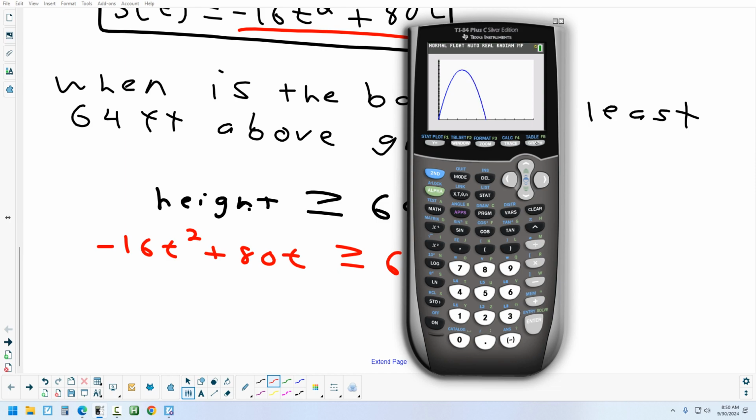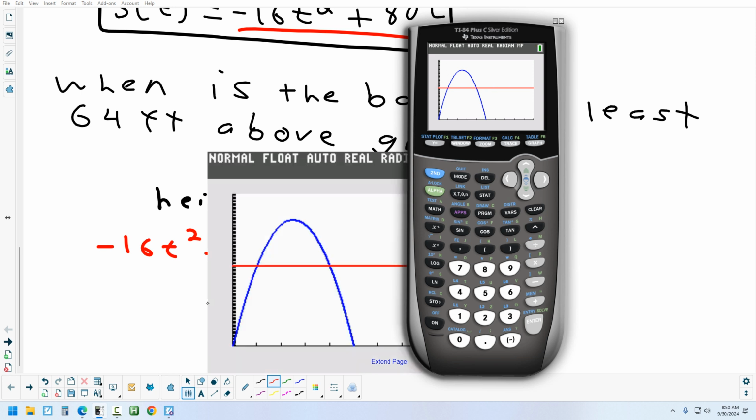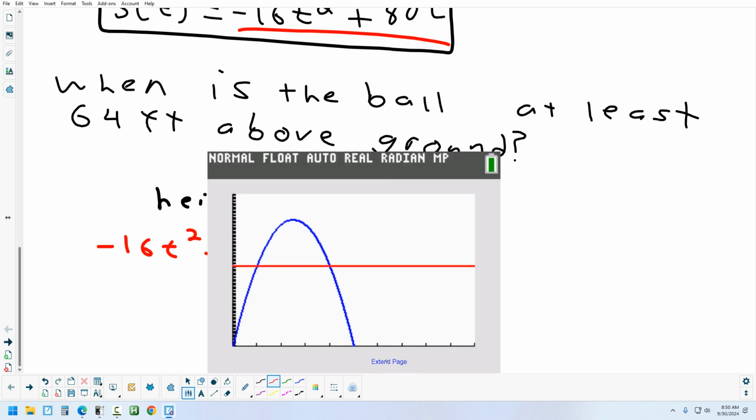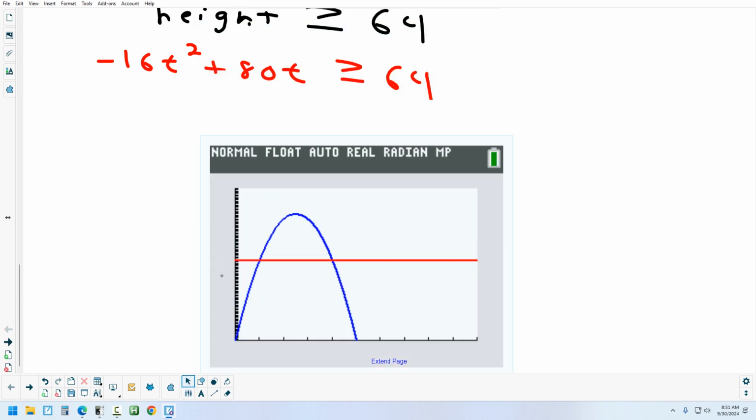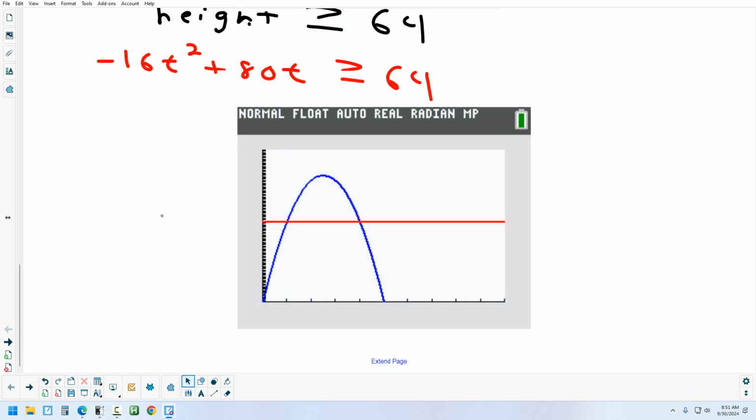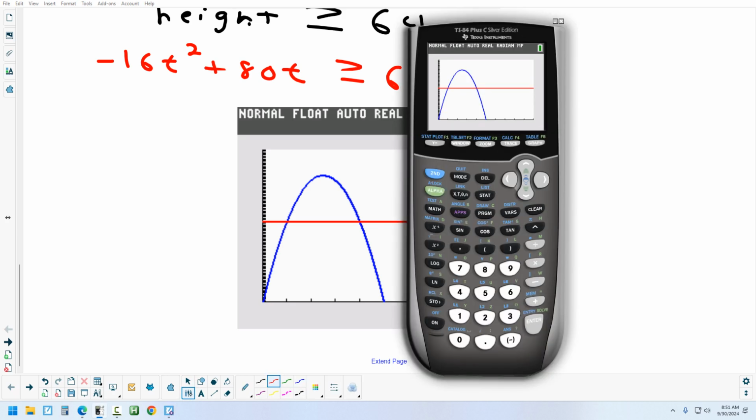Okay, so that's good. So the goal is to figure out when the object is above 64 feet. Using that graph, what do you think I'm going to have to figure out now? Yeah, intersection. I'm going to need the two intersection points. So let's do second calc intersect.